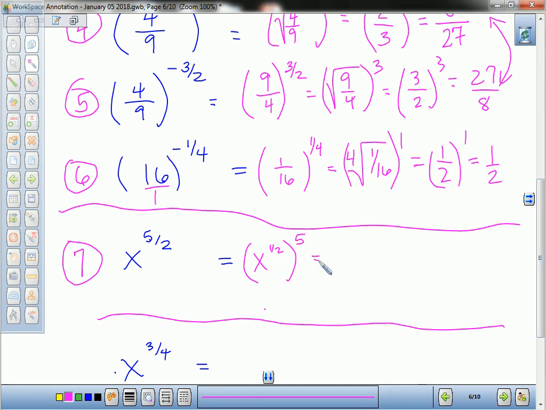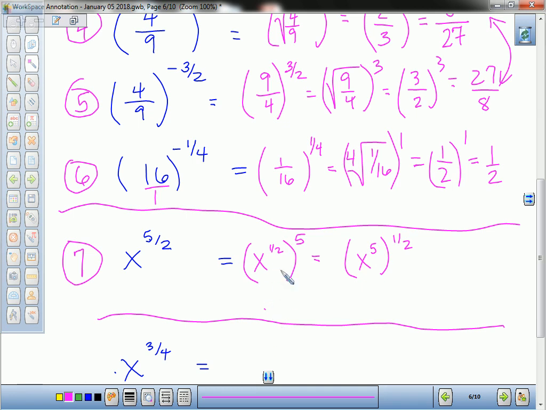Now, that's not the only way we could do it. We could raise it to the power first and then take the root. So these are equivalent statements because when we raise a power to a power, we just multiply. And 1/2 times 5 is 5 halves. 5 times 1/2 is 5 halves. So these are equivalent statements. These have the exact same meaning. And all three of these have the exact same value.